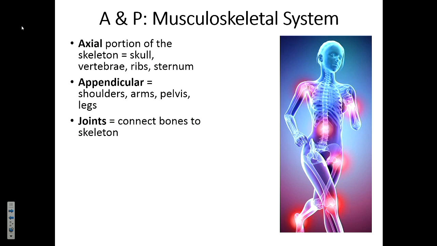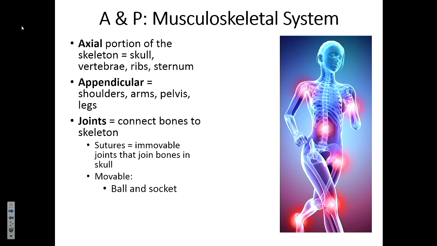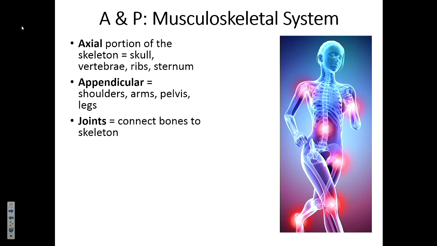So when we look at the skeleton, we have an axial part and we have an appendicular part. The axial portion is going to be just the skull, the vertebrae, the ribs, and the sternum. So when you see this, you can see that on the next slide. I'll show you a picture of that. Appendicular, the way that I always remember that is appendicular and appendages. That would be your arms, your legs, your shoulders, your pelvis, and that's easy to remember. So those are the 2 ways that we divide the skeleton.